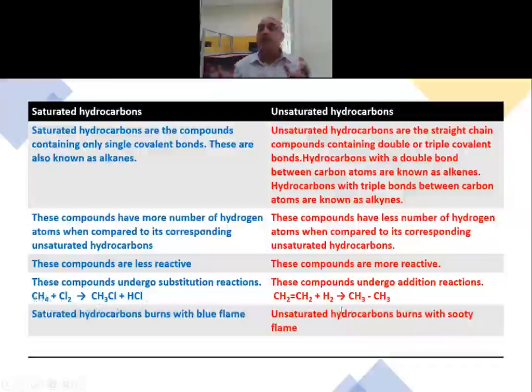Here they show addition reactions because they are unsaturated. Here we can add hydrogen, so from ethene we can form ethane. Saturated hydrocarbons burn with a blue flame. Unsaturated hydrocarbons burn with a sooty flame.